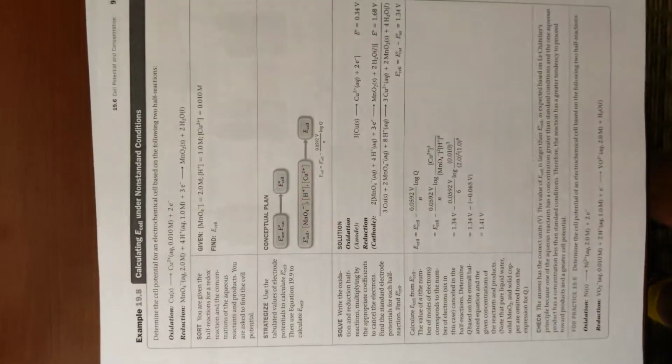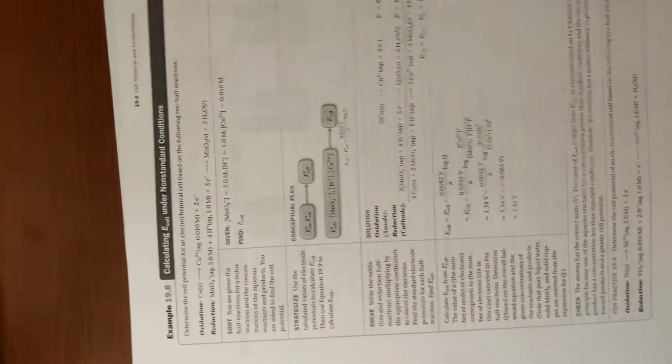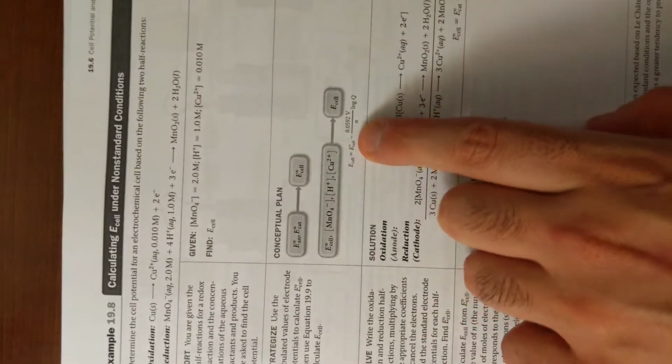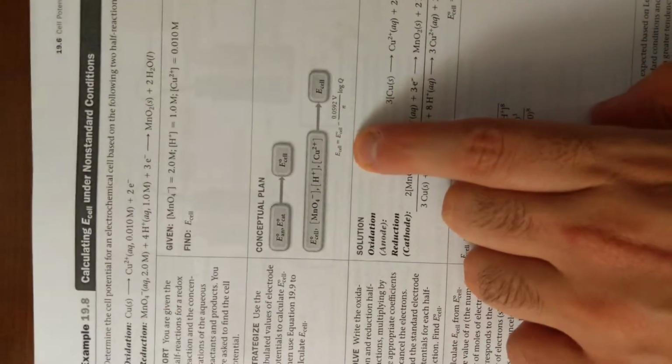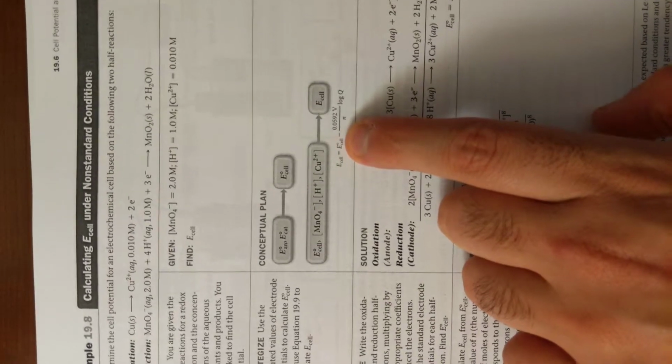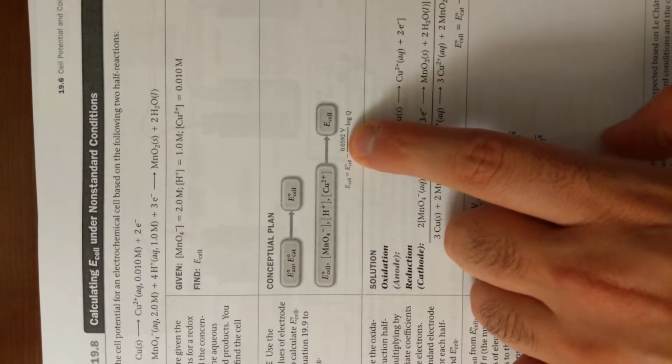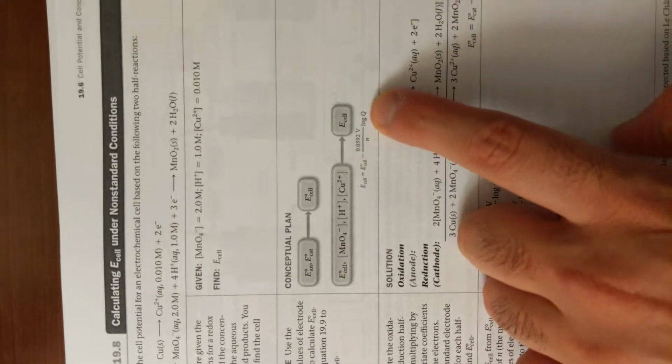So I got a request to try and walk us through example 19.8. You read about an equation, or will be given an equation, known as the Nernst equation. It's Ecell is equal to Ecell standard minus 0.0592 volts over n log of Q.